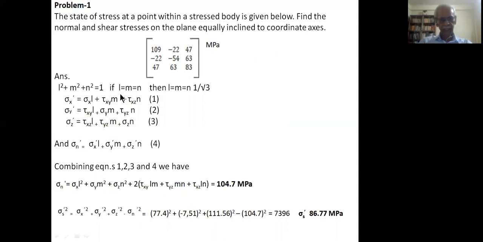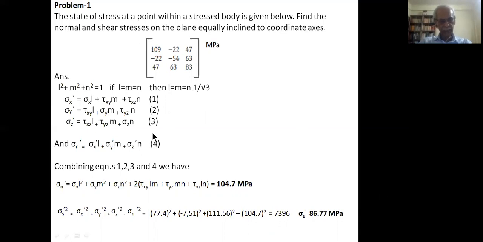So if L, M, N are equal, and we know that L square plus M square plus N square equals 1, then L equals M equals N equals 1 by root 3. That is missing here.